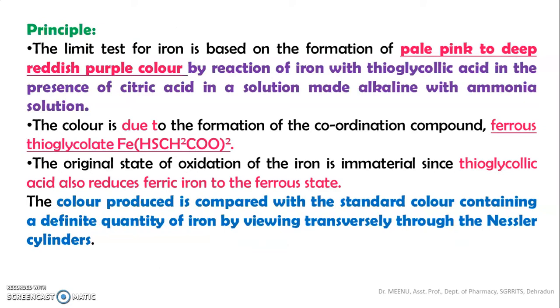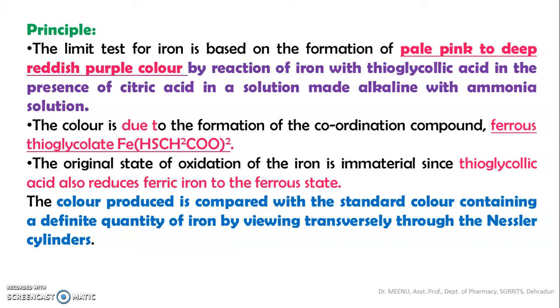The principle of this practical is that the limit test for iron is based on the formation of pale pink to deep reddish purple color by the reaction of iron with thioglycolic acid in the presence of citric acid in a solution which is made alkaline with the help of ammonia solution which is free from iron. The color is due to the formation of a coordination compound known as ferrous thioglycolate complex.